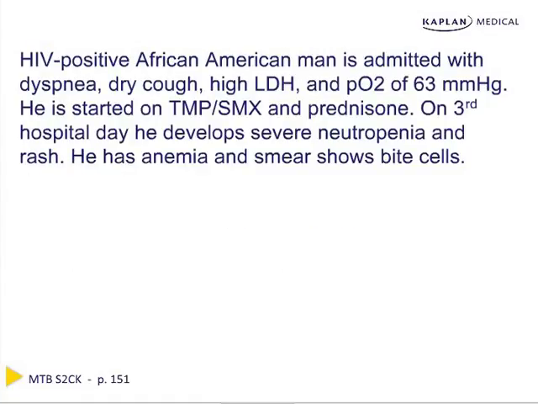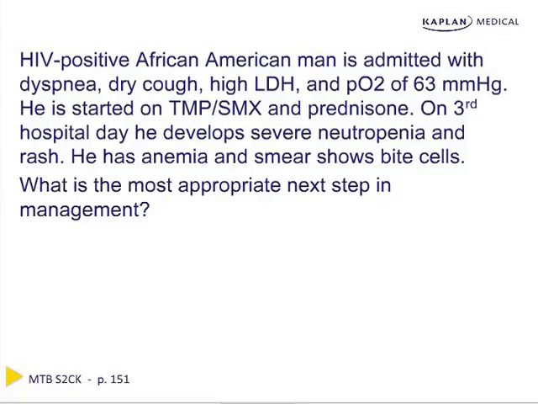Let's take a look at another practice question. Here we have an HIV-positive African American man admitted with dyspnea, dry cough, high LDH, and a PaO2 of 63. He started on trimethoprim sulfamethoxazole and prednisone. On the third hospital day, he developed severe neutropenia and a rash. He has anemia, and the smear shows bite cells. What is the most appropriate next step in management?